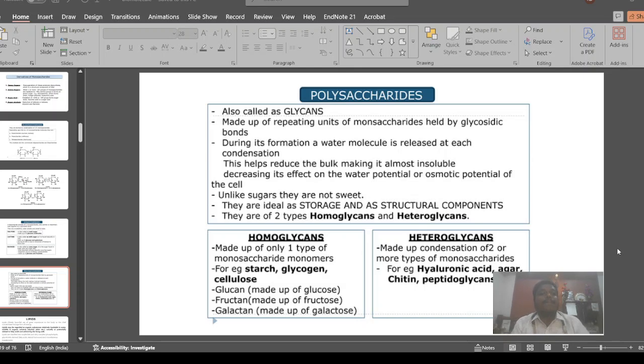So with this, the carbohydrate part is covered. The examples of heteroglycans are hyaluronic acid, agar, chitin, etc., and peptidoglycans.